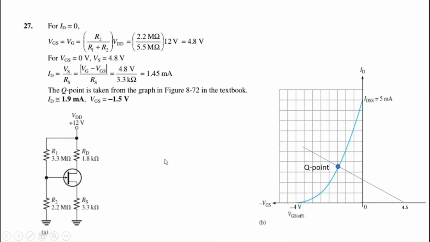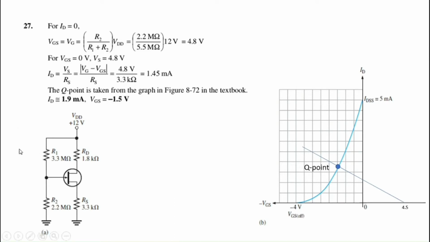So when your ID is equal to 0, the current across RS is equal to 0 as well. What that means is your source voltage becomes 0, right? So in such cases, your gate voltage is equal to your gate source voltage. You can see over here. To calculate your gate source voltage, you just need to calculate your gate voltage.